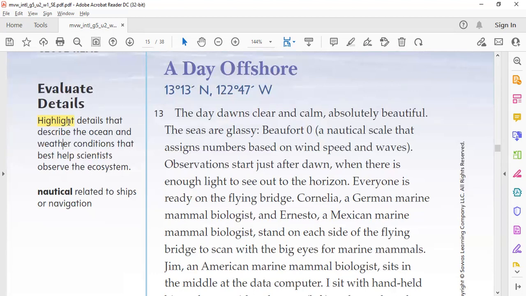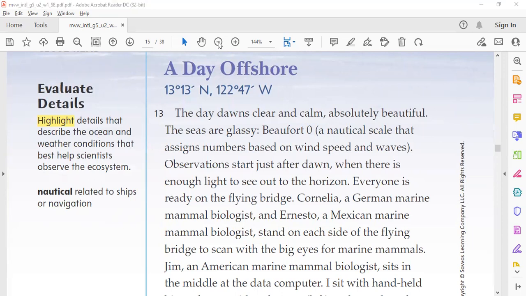So we need to highlight details. Details or main idea? Details, very good. Describe the ocean and the weather conditions. So are we going to describe the ocean or describe the boat? The ocean, very good. Amazing. Here also, that best help scientists observe the ecosystem. So let's start reading.